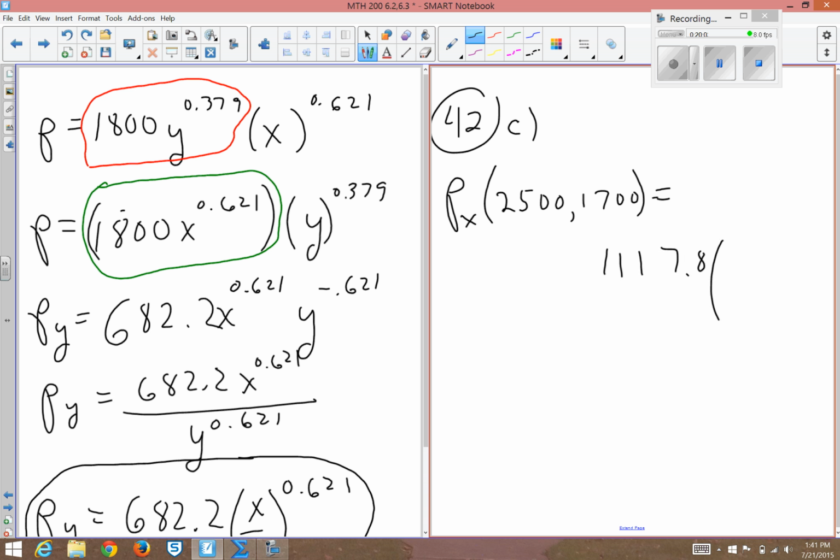So it's 1117.8 times y over x. This is y over x. This is x raised to the 0.379. So put this calculation in your calculator and you should get about 966.